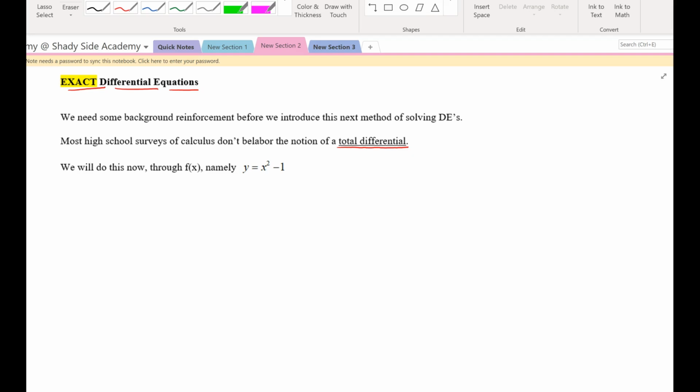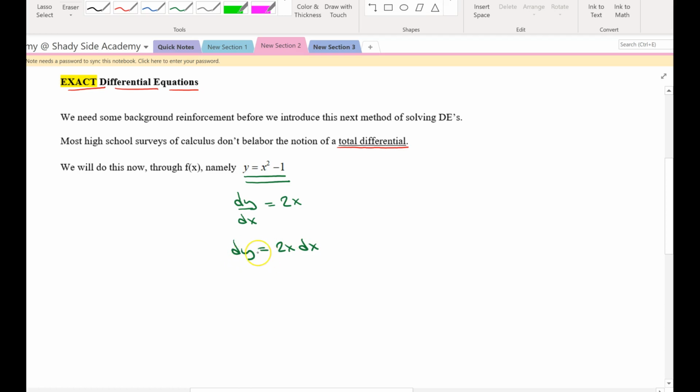So let's do this through a function of x, because this is probably our most comfortable lens of functions. Last year, when we looked at y equals x squared minus 1, we said dy dx equals 2x. And then a little bit later on, we started talking about error, and we may have multiplied both sides by dx. This is the expression I want to focus on for a moment here.